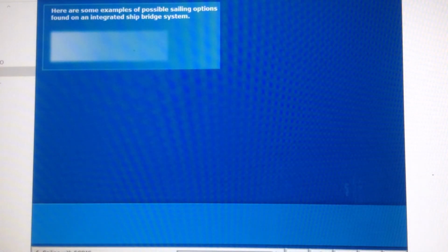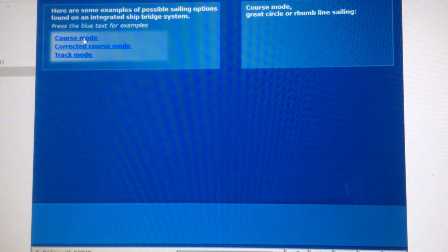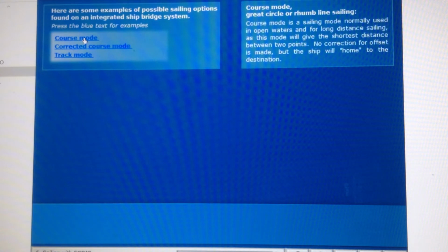Here are some examples of possible sailing options found on an integrated ship bridge system. Course mode, great circle or rhumb line sailing. Course mode is a sailing mode normally used in open waters and for long distance sailing, as this mode would give the shortest distance between 2 points. No correction for offset is made, but the ship will home to the destination.